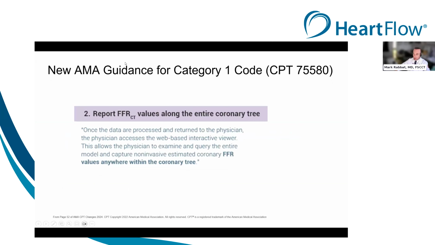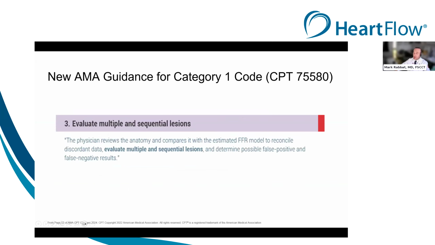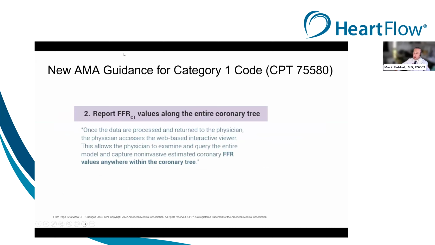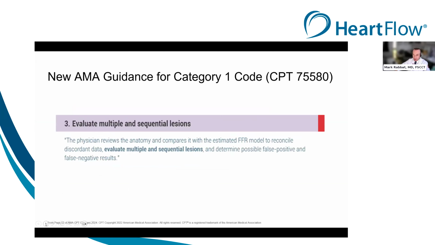Next slide, please. So point number two, report FFR-CT values along the entire coronary tree. Now, once the data are processed and returned, the physician accesses the web-based interactive viewer, and this allows the physician to examine and query the entire model and capture non-invasive estimated coronary FFR values anywhere within the coronary tree. Next slide, please. Number three, evaluate multiple and sequential lesions. So the physician reviews the anatomy and compares it with the estimated FFR model to reconcile discordant data, evaluate multiple and sequential lesions, and determine possible false positive as well as false negative results.